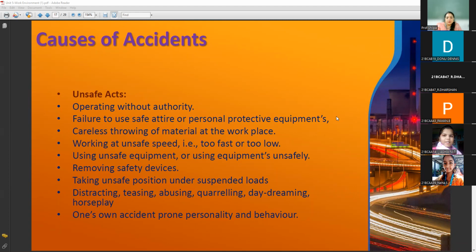Taking unsafe positions under the suspended loads, that means when the loads are being unloaded from the truck or any other place, if the worker is not taking the right posture or the right position, that might lead to an accident. Distracting, teasing, abusing, daydreaming, and horseplay. These are activities done knowingly by one worker to another worker. This might also lead to an accident.